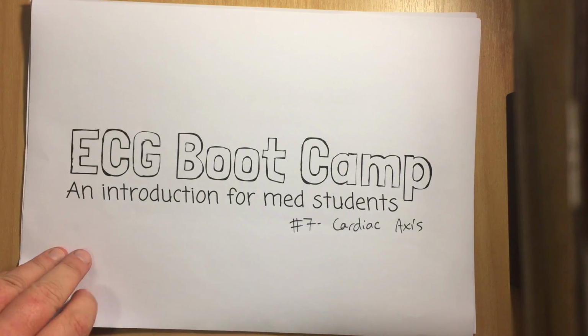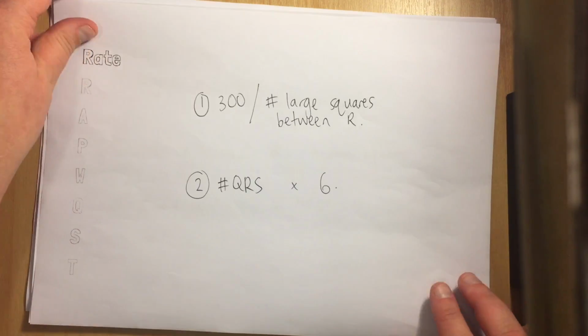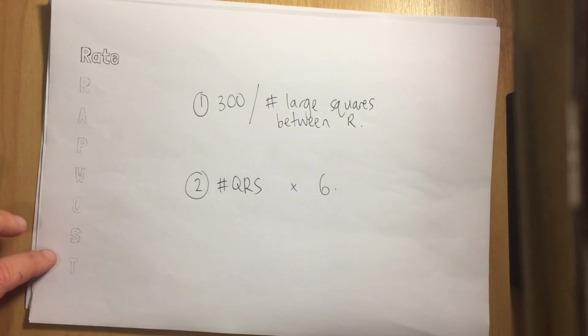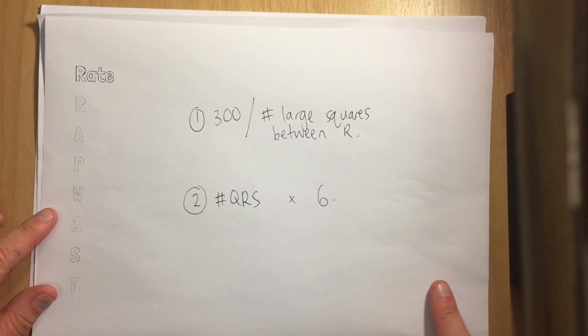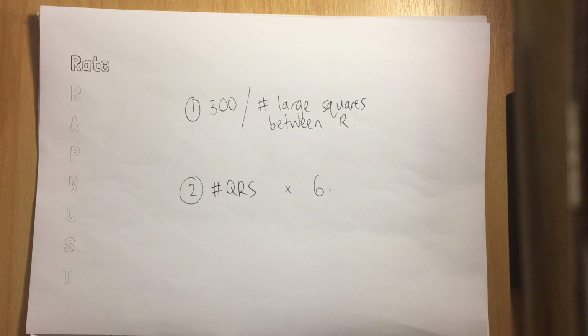Recapping what we've learnt so far, we talked about a system for interpreting ECG, RRAPWQST. I'm going to keep repeating that every time because I want you to keep repeating it so that it becomes automatic when you're reading ECGs. We talked about ways to calculate the rate, either 300 divided by the number of large squares between R waves, or QRS complex numbers in the rhythm strip times 6.